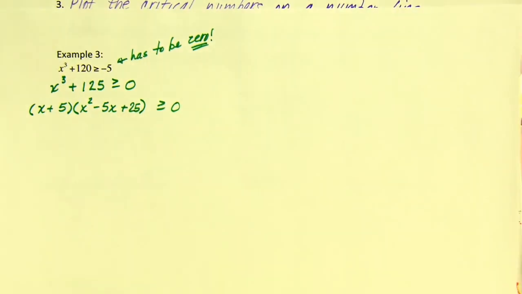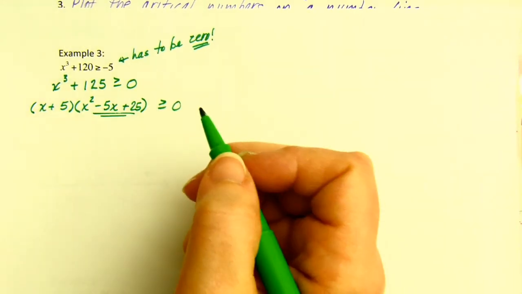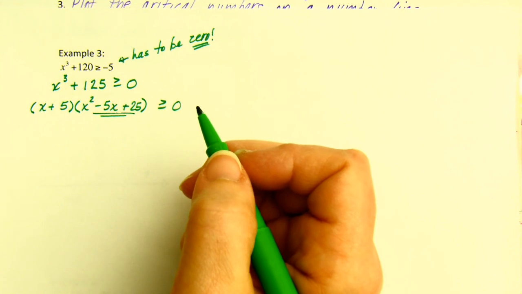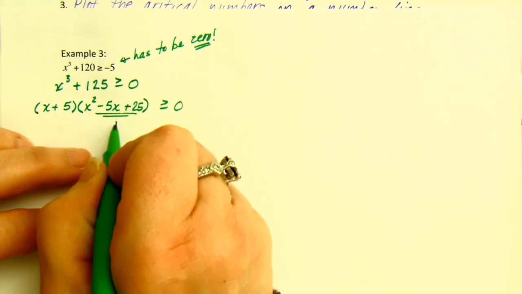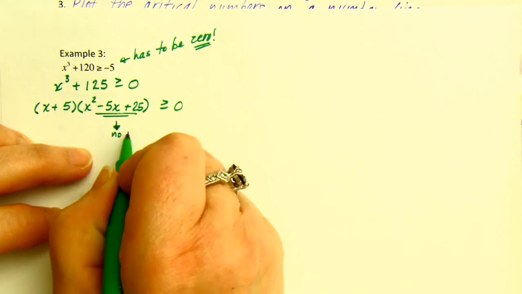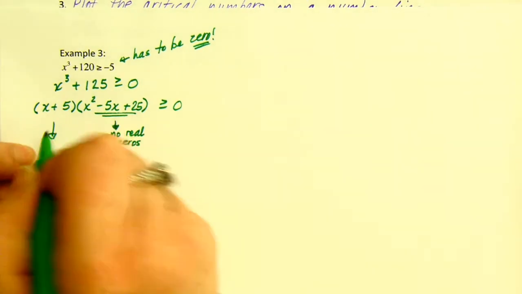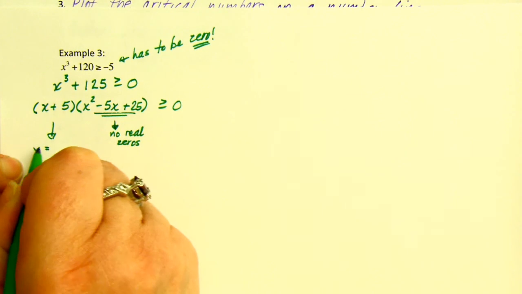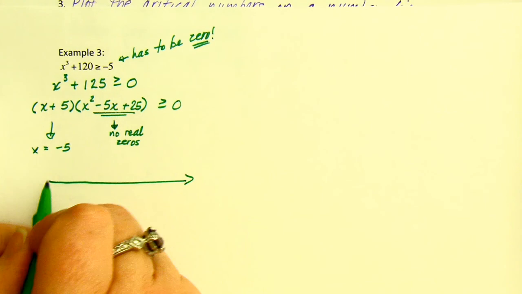We already learned that this can never factor. We never can factor this. And in fact, when we try to complete the square with this, we always got something with i. And so I'm not going to have any real zeros here. But I will here. x is -5. So in fact, for this problem, I only have one critical number, -5.